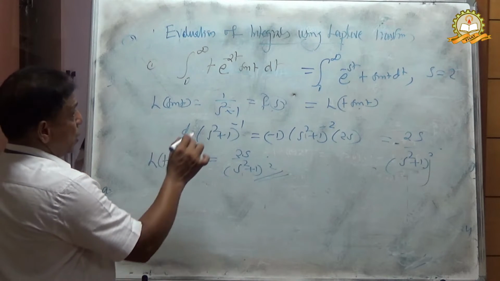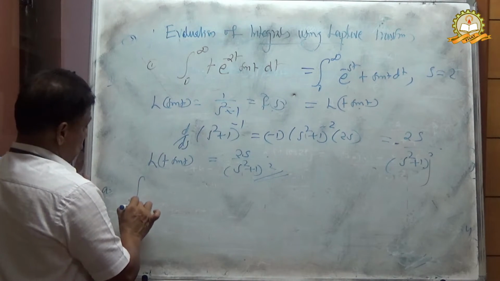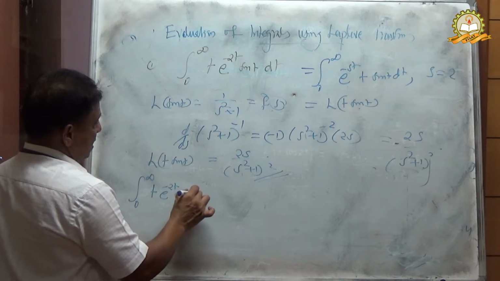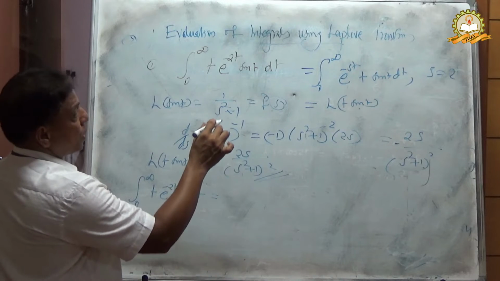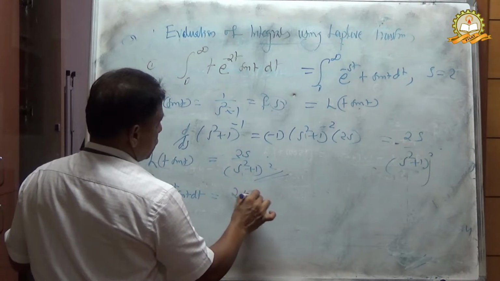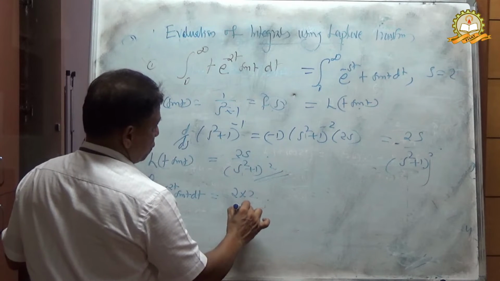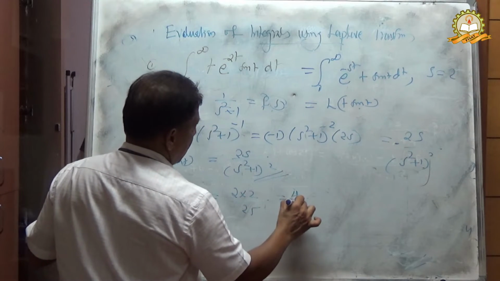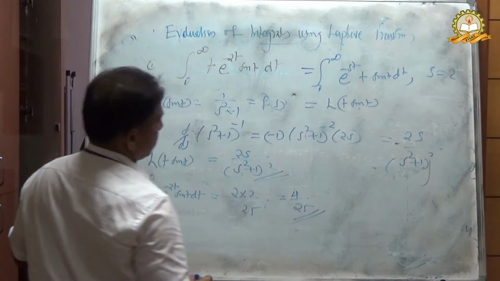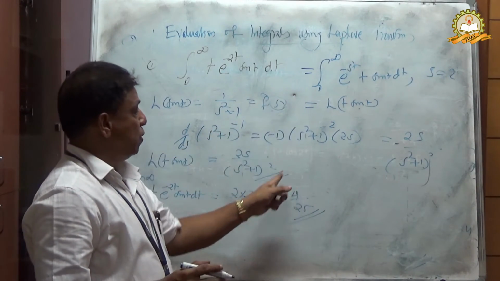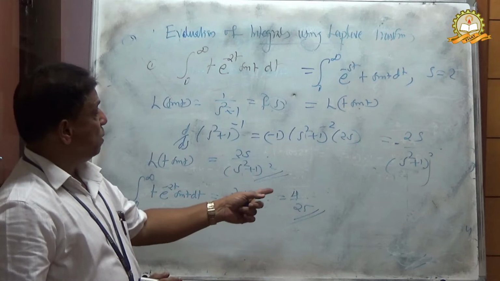Then finally, to find the net result, the integral from 0 to infinity of t into e raised to minus 2t sin t dt is equal to, we put s equal to 2, 2 into 2 divided by (2 square plus 1) whole square, that is 4 divided by 5 square, 25. Therefore, the final answer will be 4 by 25. Very easily we can evaluate the integral; the value will be a numerical value, 4 by 25.